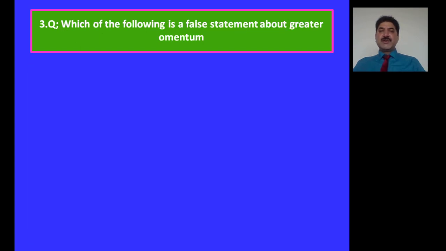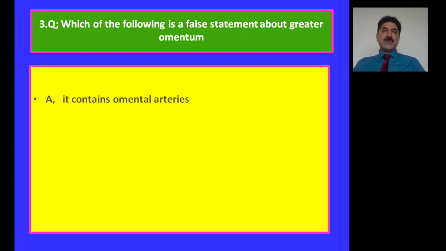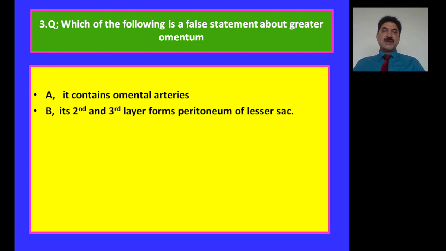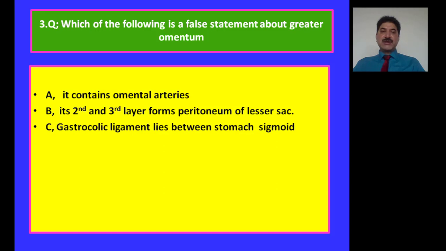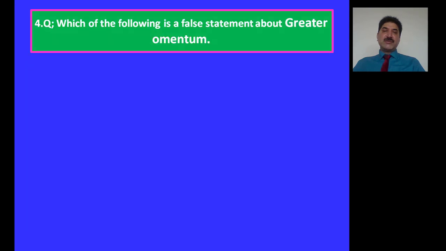Which of the following is a false statement about greater omentum? A. It contains omental arteries. B. Its second and third layers form peritoneum of the lesser sac. C. Gastrocolic ligament lies between stomach and sigmoid colon. D. Greater omentum contains nerves. C is the wrong option.